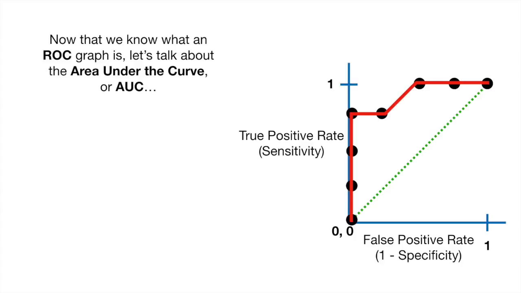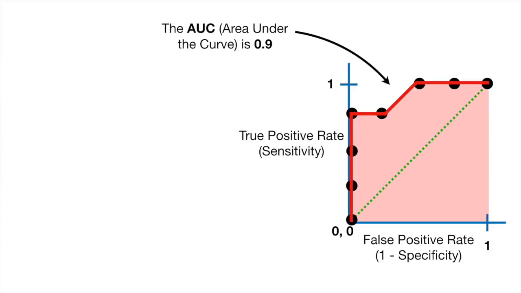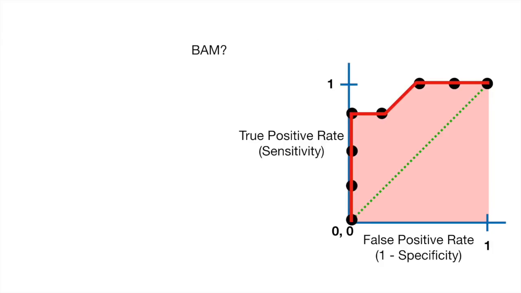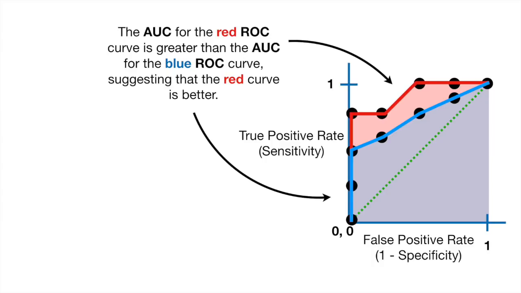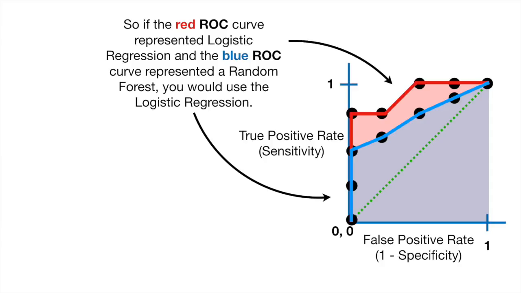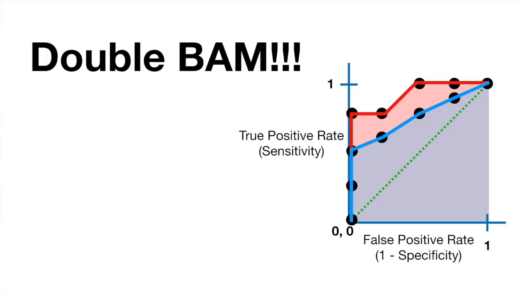Bam! Now that we know what an ROC graph is, let's talk about the area under the curve, or AUC. The AUC is 0.9. Bam! The AUC makes it easy to compare one ROC curve to another. The AUC for the red ROC curve is greater than the AUC for the blue ROC curve, suggesting that the red curve is better. So if the red ROC curve represented logistic regression and the blue ROC curve represented a random forest, you would use the logistic regression. Double bam!